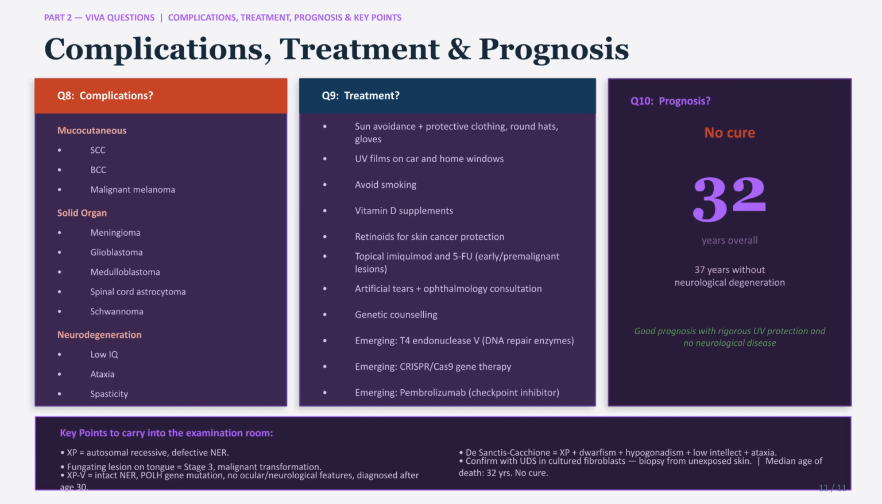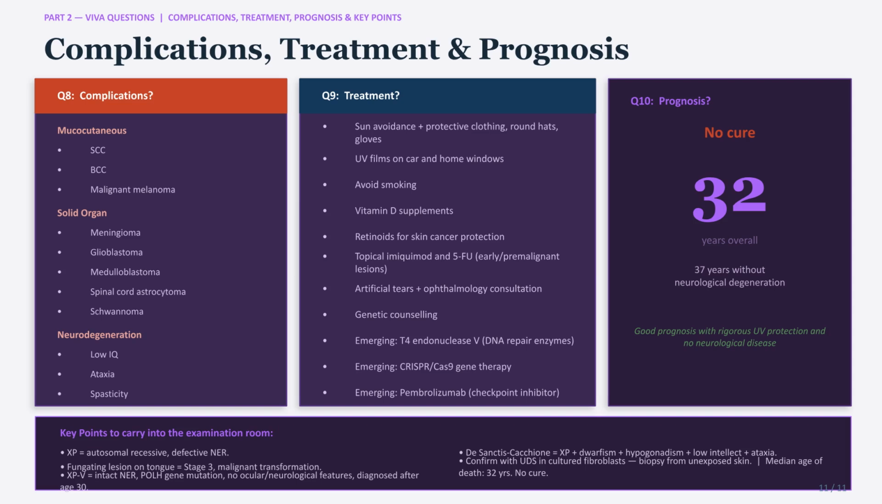The examiner asks, what is the prognosis? There is no cure for XP. The overall median age of death is 32 years, with skin cancers and neurodegeneration as the main causes of mortality. In XP without neurological degeneration, the median age of death is 37 years. For those without neurological disease and with rigorous UV protection, prognosis is good.